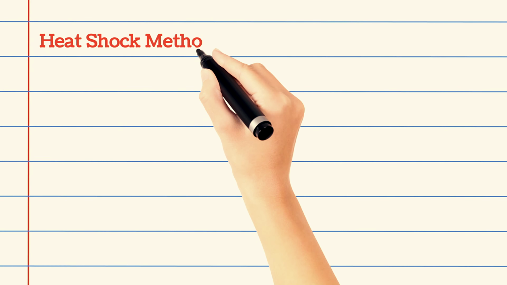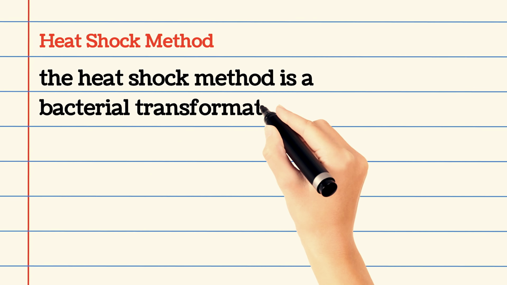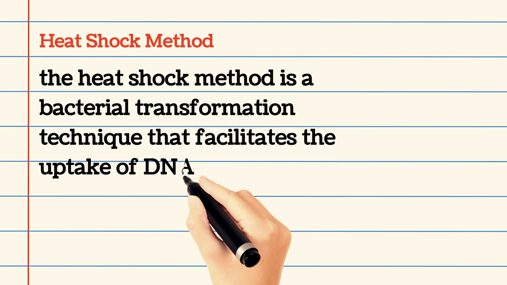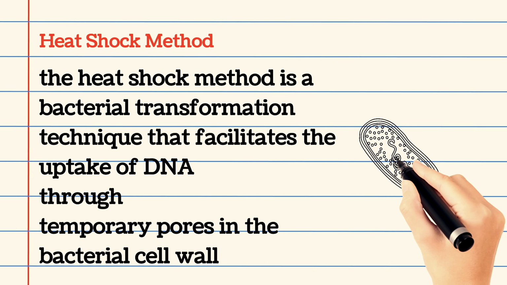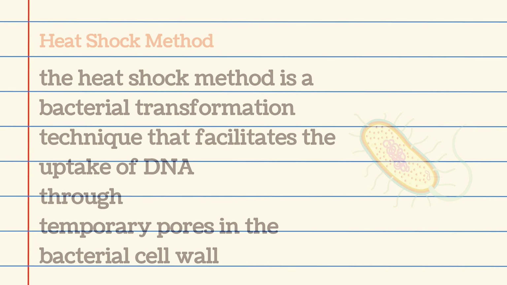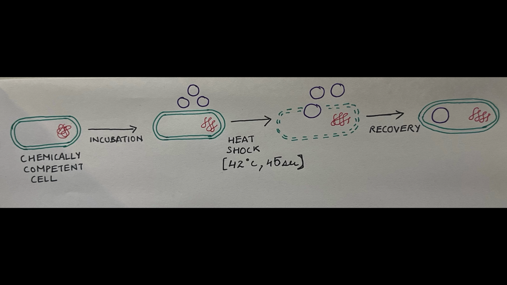The heat shock method is a bacterial transformation technique that facilitates the uptake of DNA through temporary pores in the bacterial cell wall. The procedure is as follows. Mix chemically competent bacteria and DNA in ice for a short time. Place the mixture at 42 degrees Celsius for 45 seconds. The heat shock interval depends on the surface to volume ratio of the cell suspension.